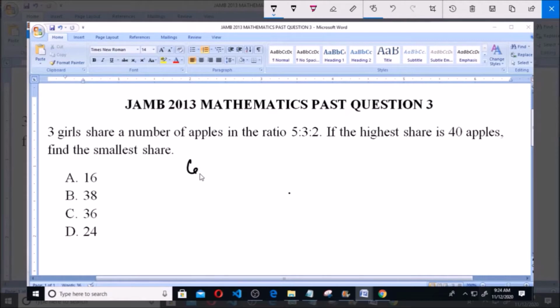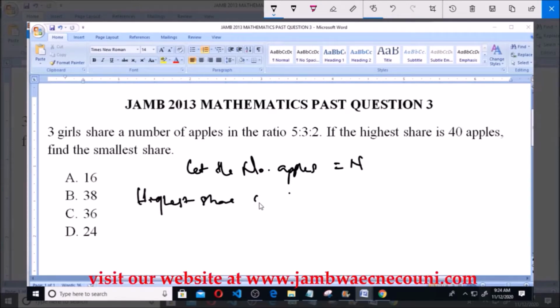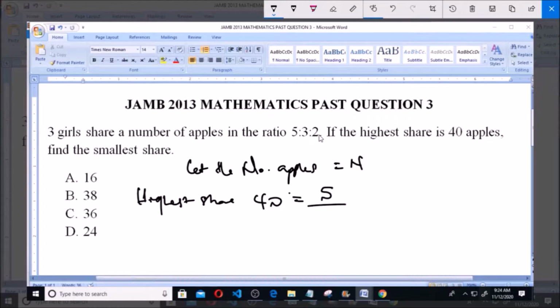Now, let the total number of apples equal n. Now, the highest share of this apple, which is 40, will be equal to 5 all over the total ratio, which is 5 plus 3 plus 2, which is 10. So it will be 5 all over 10 multiplied by the total number of apples, which is n.